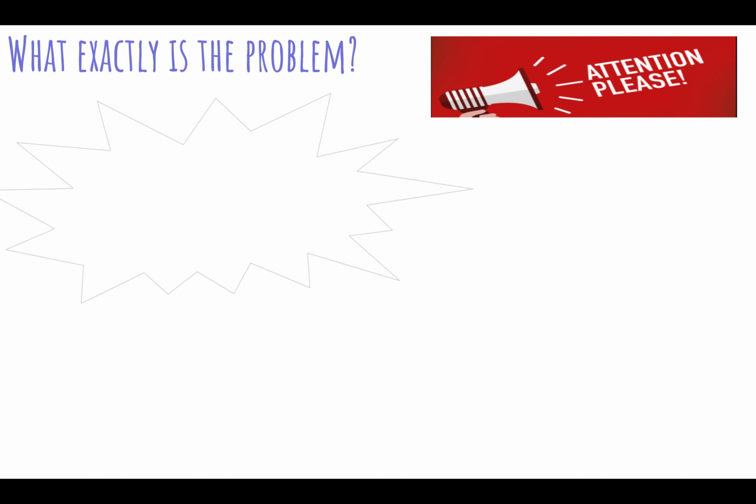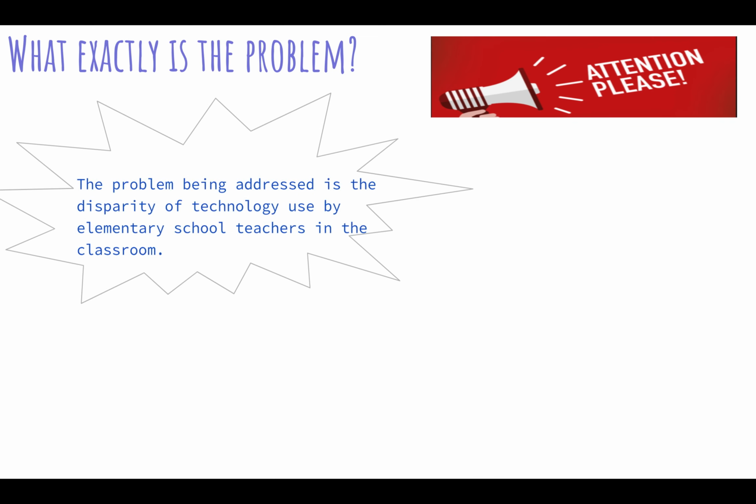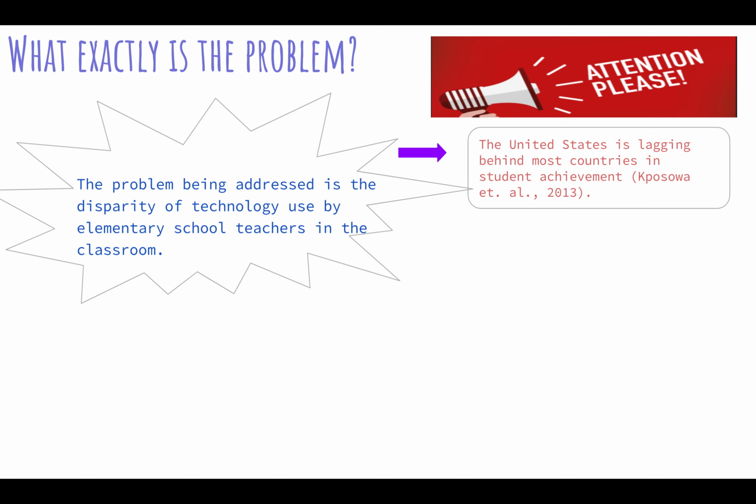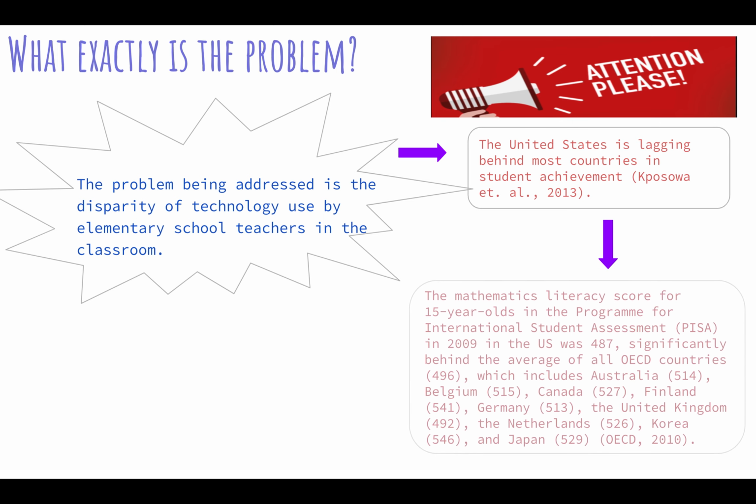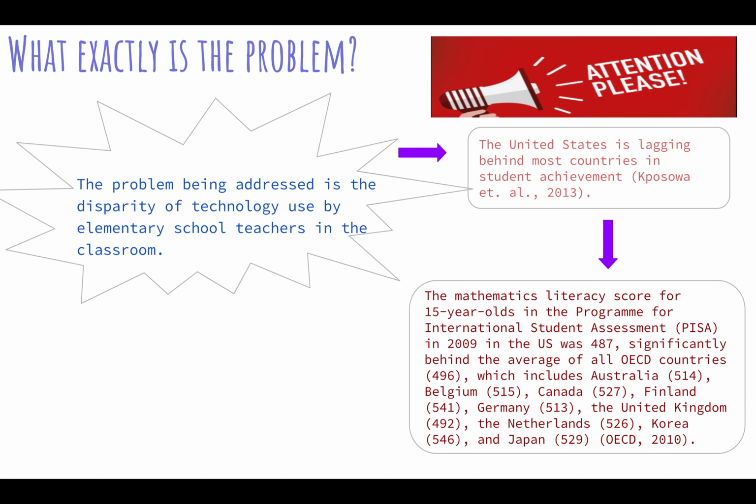So what exactly is the problem? The problem being addressed is the disparity of technology use by elementary school teachers in the classroom. Research has found that the United States is lagging behind most countries in student achievement. The math literacy score for 15-year-olds in PISA in 2009 in the US was 487, significantly behind the average of all OECD countries, 496. These countries include Australia, Belgium, Canada, Finland, Germany, the UK, Netherlands, Korea, and Japan, all of whom scored higher than the United States.